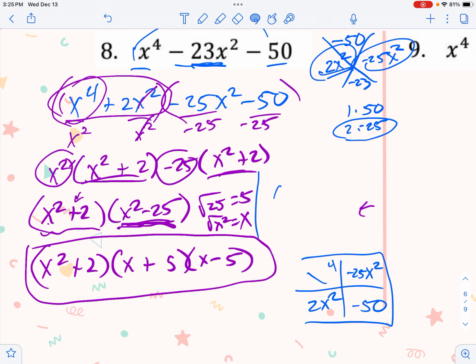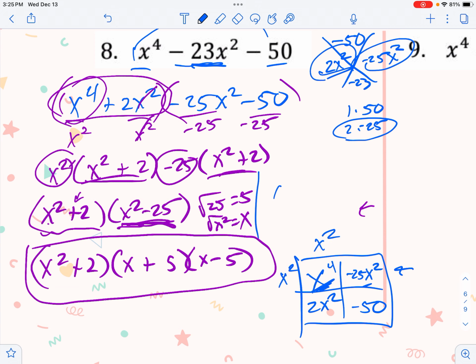Let's take this little box and go down here, so we've got a little room to work with it. Okay, going across here, I've got x to the fourth and negative 25x squared. I can take an x squared out of there. X squared times x squared is going to be this x to the fourth right here. Looks like 2x squared and 50 right here. I can take a 2 out, and guess what? That's that x squared plus 2 right there. And going up and down here, negative 25 is what I'd take out. X squared times negative 25 is negative 25x squared.